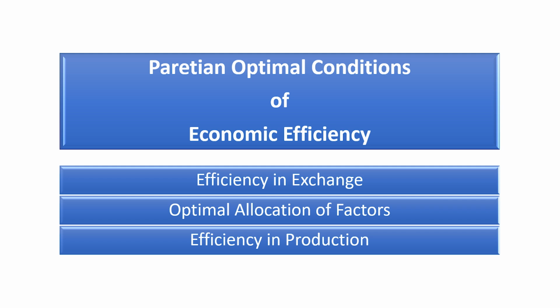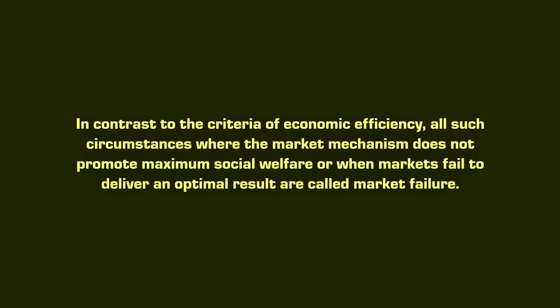It may also be noted that there are three Paretian optimal conditions of economic efficiency, which are efficiency in exchange, optimal allocation of factors, and efficiency in production, which are also termed as general economic efficiency. And these conditions can be achieved only under the state of a perfectly competitive market. In contrast to the criteria of economic efficiency, all such circumstances where the market mechanism does not promote maximum social welfare, or when the markets fail to deliver an optimal result, are called market failure.